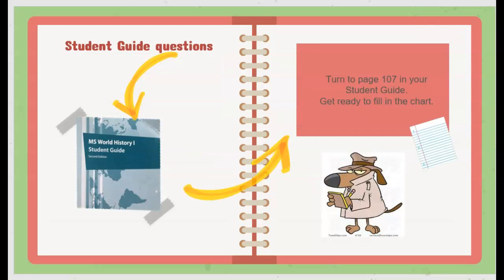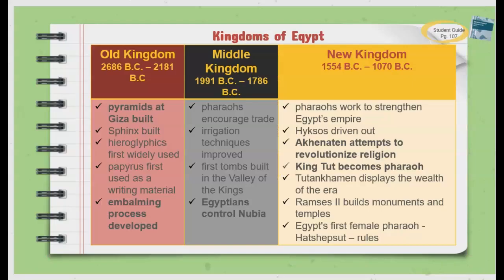You can go ahead and turn to page 107 in your student guide to get ready to fill out the chart. This is one where you will most likely need to pause this video and you can fill this information in. Kingdoms of Egypt. So we've got the Old Kingdom: pyramids at Giza were built, the Sphinx was built, hieroglyphics were first widely used, papyrus was first used as a writing material, and the embalming process started.